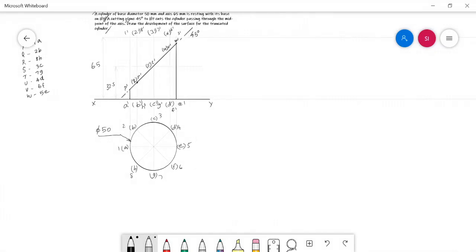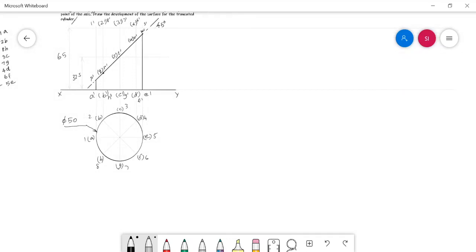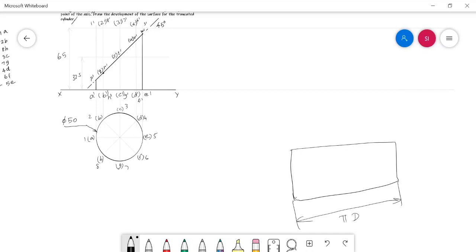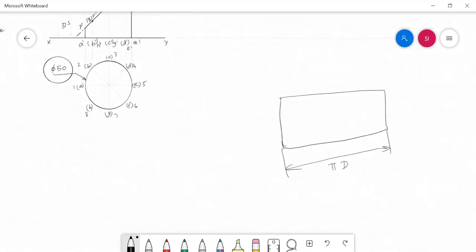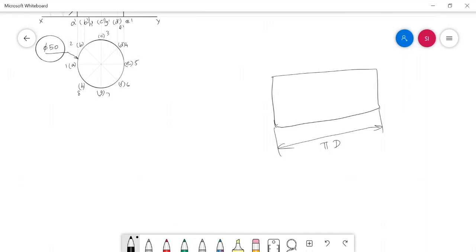In the very first class, on the development of the cylinder, I explained that the development of this solid is just like a rectangle. In this rectangle, the length will be equal to the circumference of the base circle. So first we need to find the circumference of this cylinder. Here the diameter of the solid is 50 mm, so the circumference will be equal to 157 mm.